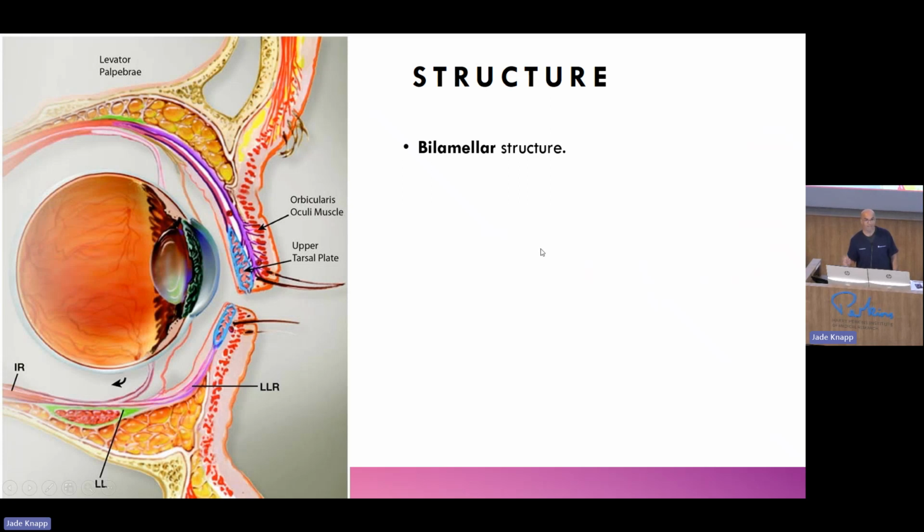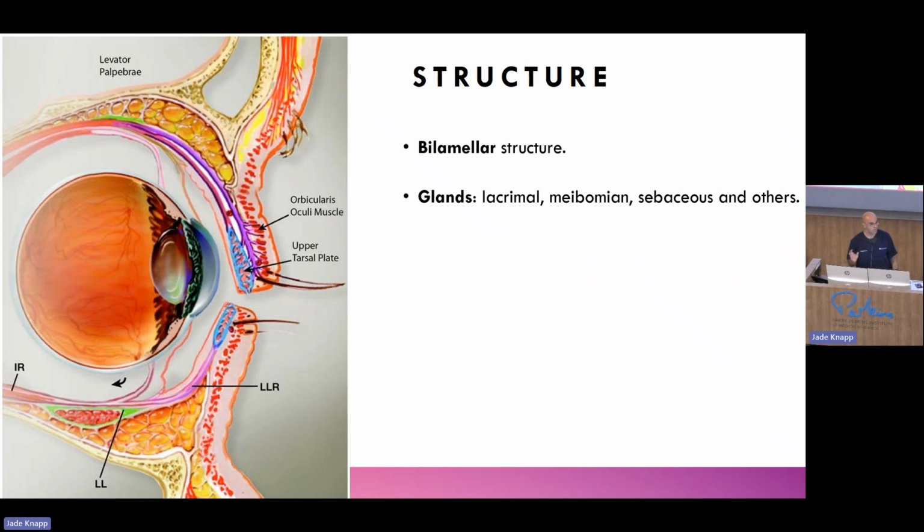This gives the lid its shape and maintains that shape. Otherwise, you've had what's called a floppy lid, right? Which is actually a diagnosis, floppy eyelid syndrome. On top of the hard tarsal plate, you've got muscle, fat, blood vessels, nerves, and skin. Okay, so you've got a soft tissue layer on top of the tarsal plate.